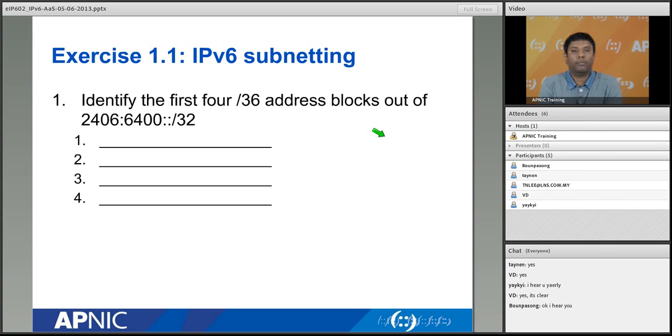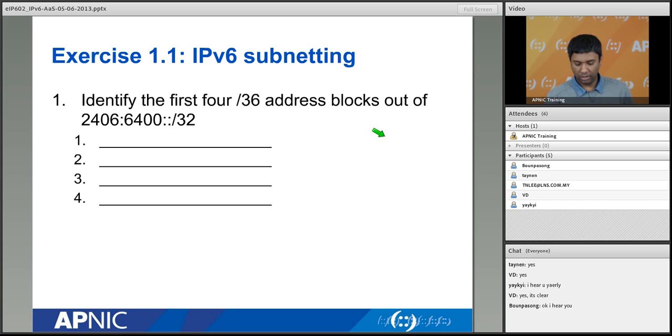Let's have a look at a few more examples. In this slide we have a /32, 2406:6400::/32. From there, say for example, we need 16 new subnets. How many binary bits do we need to take? For 16, it's 4 bits, so 2 to the power 4 equals 16, right? So where are those 4 bits?